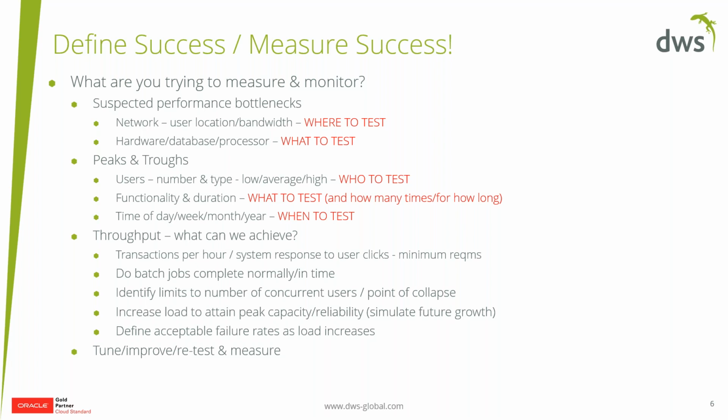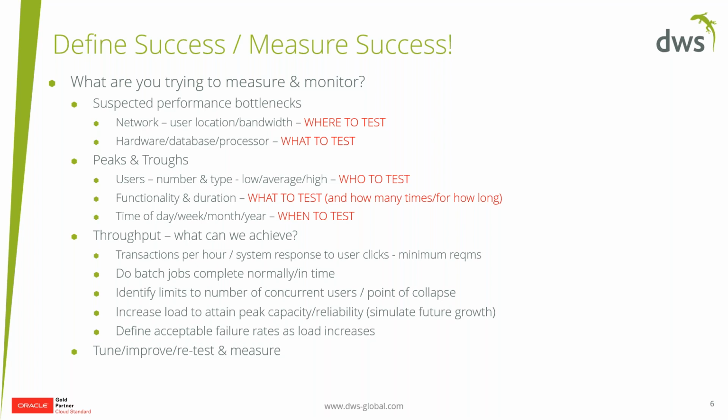But it also might be a bottleneck caused by some kind of functionality that you're throwing at the system, a particular application or a particular batch job, and that might give the hardware a hard time, or the database a hard time, or the processor, or all of the above. So what to test is really key. What functional areas should you test?